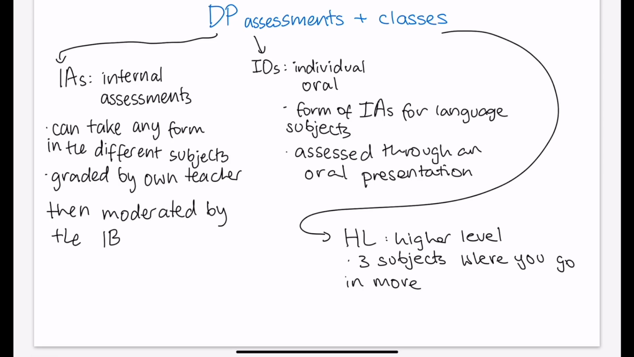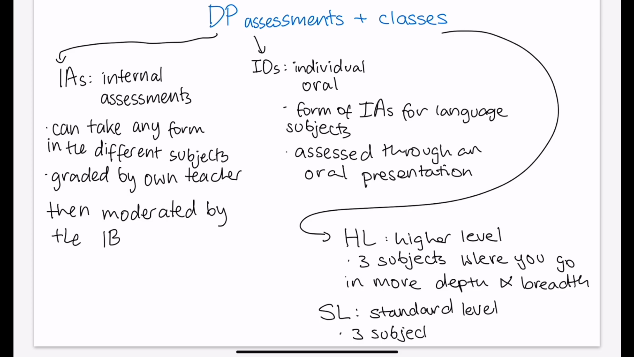And finally, most importantly, in the DP, you take 6 classes. 3 of them fall under the HL category, and the other 3 fall under the SL category. HL stands for higher level, and these are 3 subjects you take at the higher level where you go more in depth and breadth compared to the 3 subjects you take at SL or standard level.